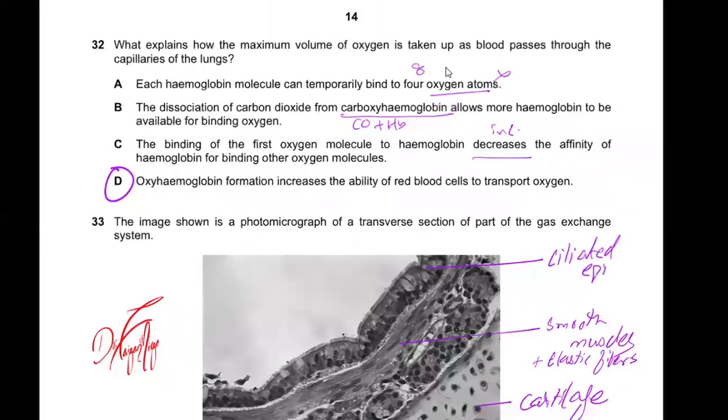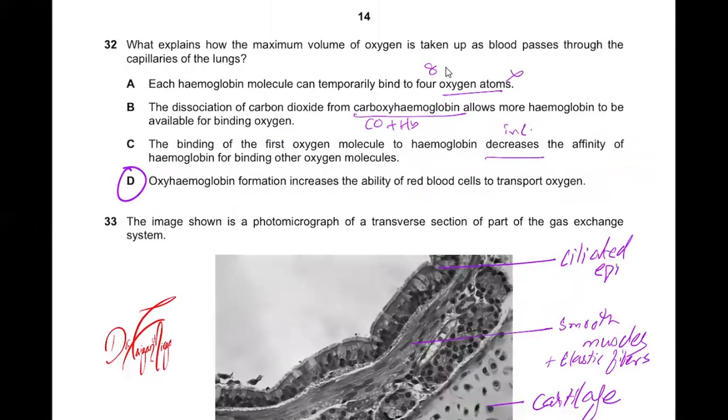What explains the maximum volume of oxygen taken up as blood passes through the capillaries of the lung? Each molecule of haemoglobin takes 4 oxygen atoms. No, it takes 8 oxygen atoms, because each oxygen molecule is actually 2 atoms together. So it takes 4 oxygen molecules or 8 oxygen atoms. So A is wrong.